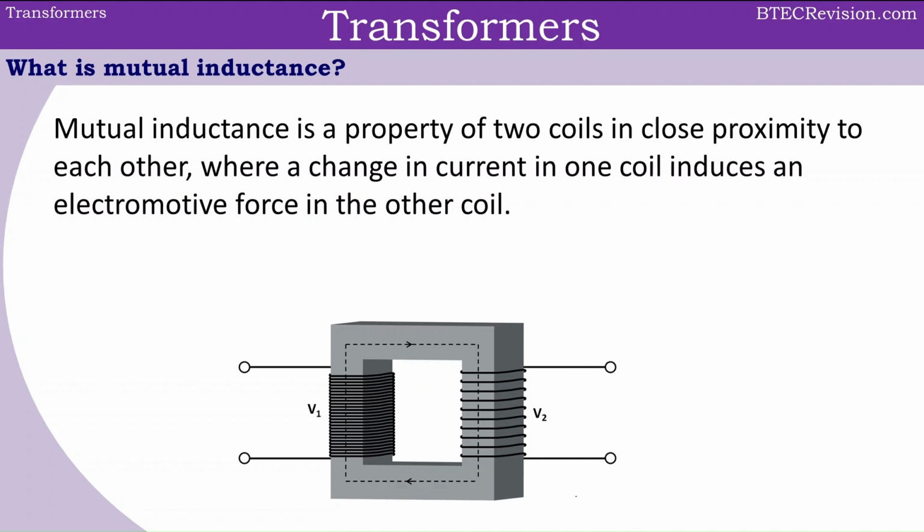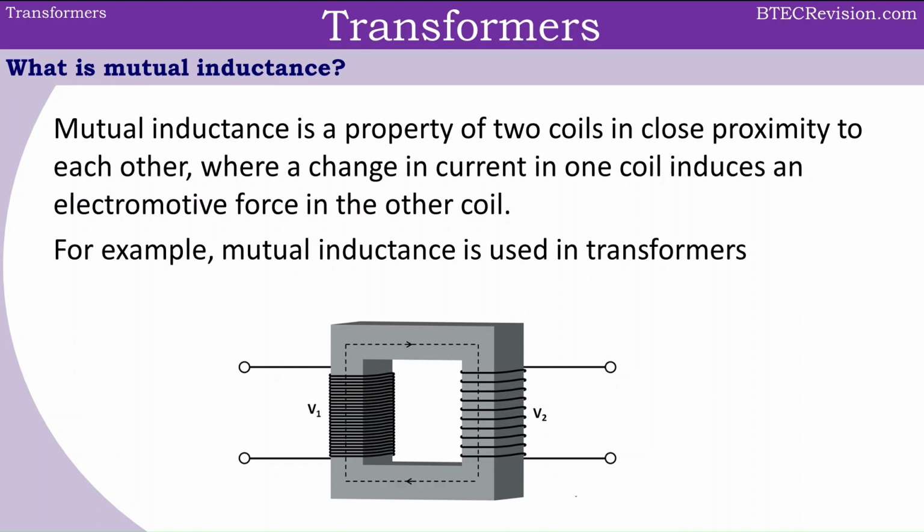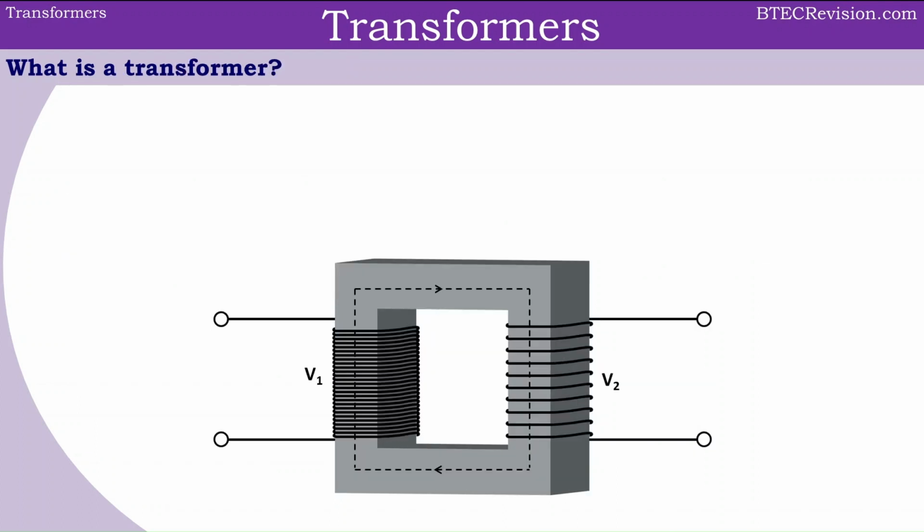Mutual inductance is a property of two coils in close proximity to each other, where a change in current in one coil induces an electromotive force in the other. For example, mutual inductance is used in transformers. Now let's look at a transformer.